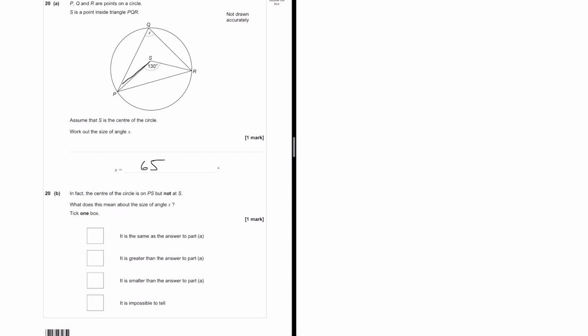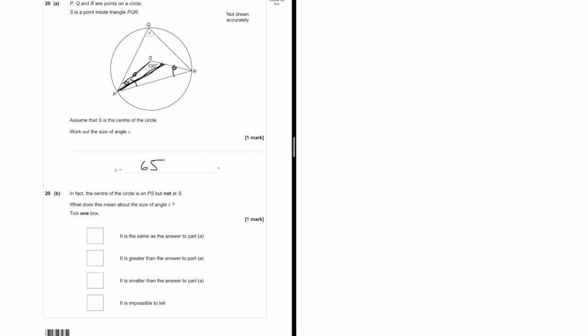So what does this mean about the size of angle X? Well, what does it mean about the size of this angle below S? Quite simply put, if we move where the center is, then we have to decrease one or more of the two angles here. If you think about it, if we were to move it to this point, say, we would have a narrower angle. Wherever it is, it doesn't matter. You have to decrease the overall sum of these two angles at P and R.